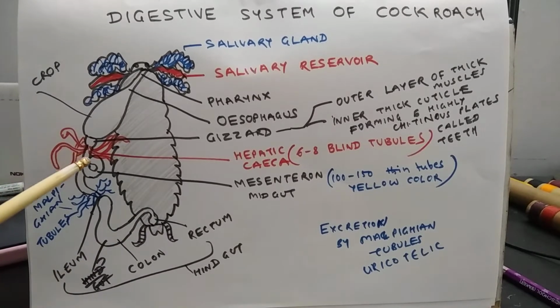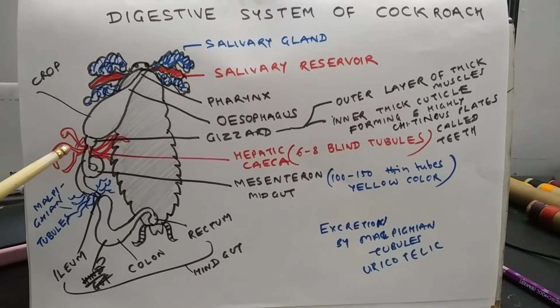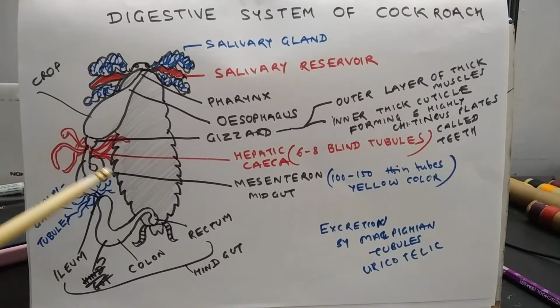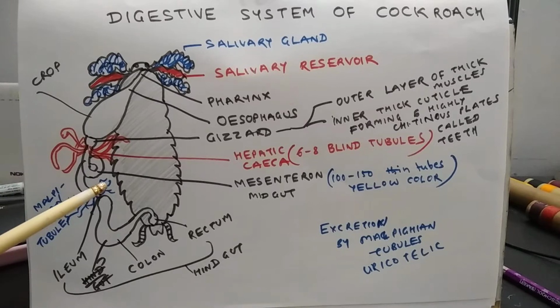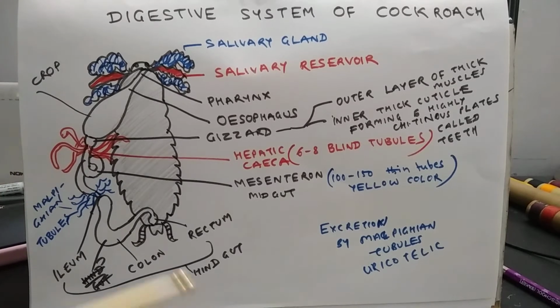At the junction of gizzard and midgut, there are 6 to 8 blind tubules. They are called blind tubules because they have just one opening, and these are called hepatic ceca. Hepatic ceca secrete digestive enzymes.